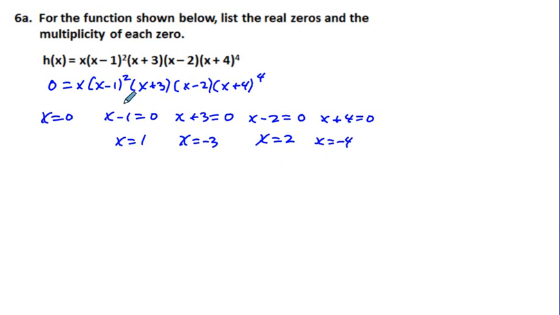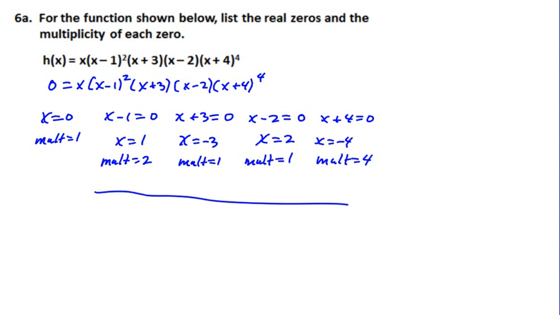Now for the multiplicities, how often do these zeros occur? Well, for this x equals 0, that's a multiplicity equal to 1. For x equals 1, we have a squared here, so this zero is going to be multiplicity equals 2. And then for x equals negative 3, that's to the 1st power, so that's multiplicity equal to 1. And then for x equals 2, we also have a multiplicity equal to 1. And for x equals negative 4, we have that to the 4th power, so that's going to be a multiplicity equal to 4. So that's going to be our answer to 6a.